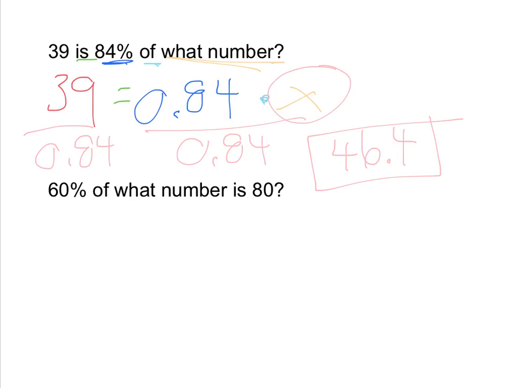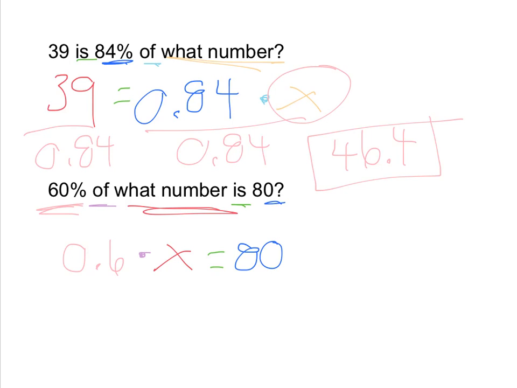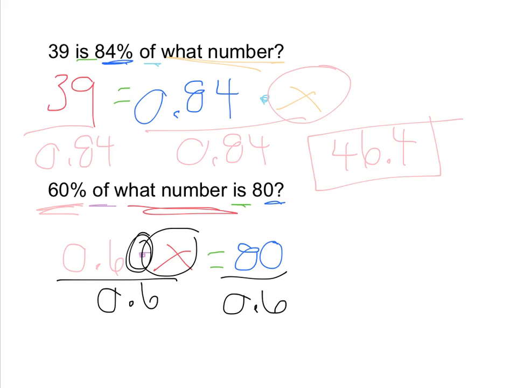Alright, the second one. We're going to write 60%, so as a decimal it's 0.6. And then we have of, which is multiply. We have what number, which would be x. Is the equal sign. And 80 we just write as 80. Again, we want to get x all by itself. So we're going to divide both sides by 0.6 because right now it's multiplied. So we take 80 divided by 0.6 and we get 133.3 if you're rounding to the nearest tenth.